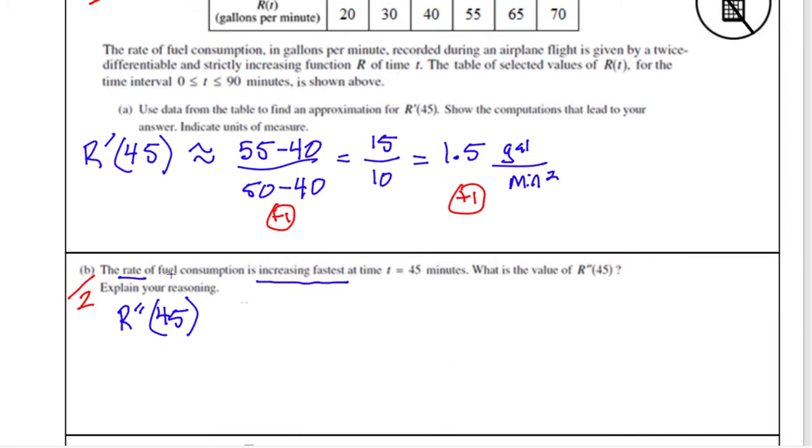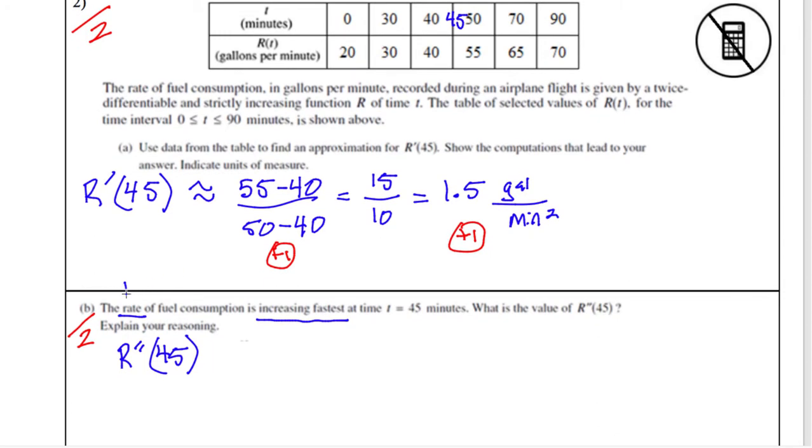If the rate is increasing the fastest, the rate is talking about r of t. The speed is talking about r prime of t. And if that's increasing fastest, that means we have a maximum in r prime of t at t equals 45. If I take the derivative of a maximum, that should be equal to 0, a slope of 0.